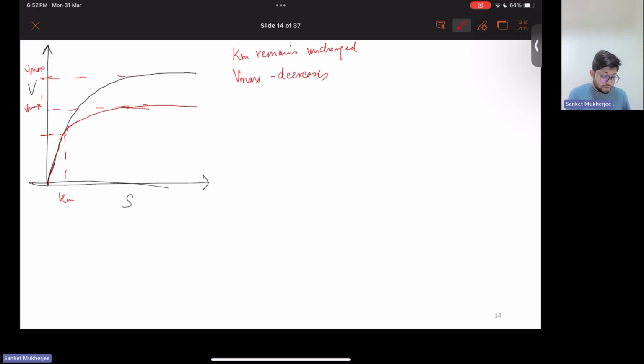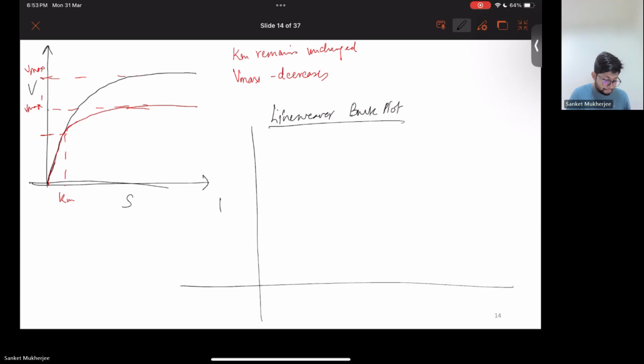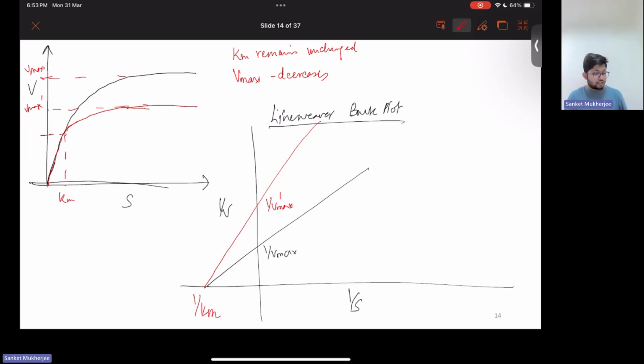So if we see a Lineweaver-Burk plot for this, it will look like this. This is in the absence of an inhibitor, and in the presence of an inhibitor, it looks like this. So this is 1 by Vmax. This is 1 by Vmax dash, right? And the Km value remains unchanged.